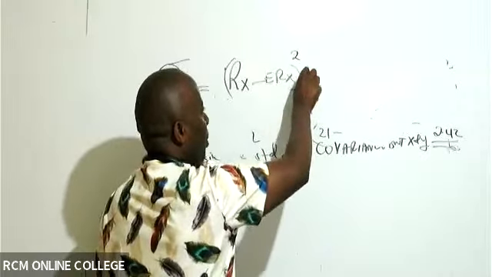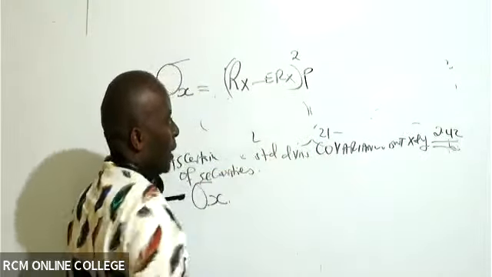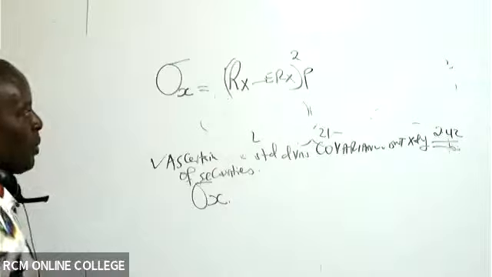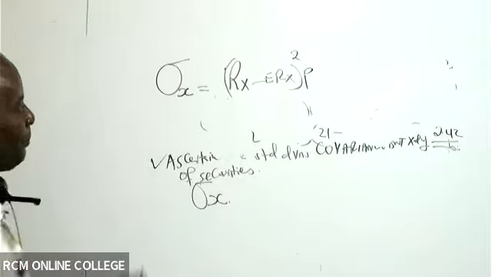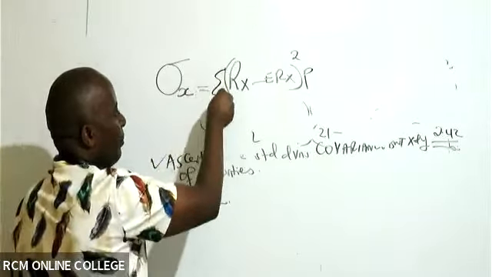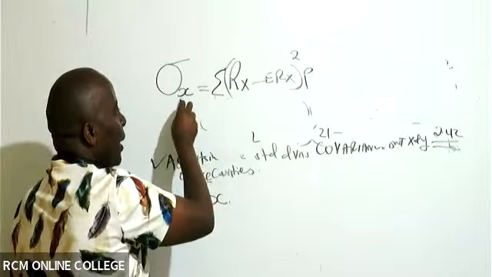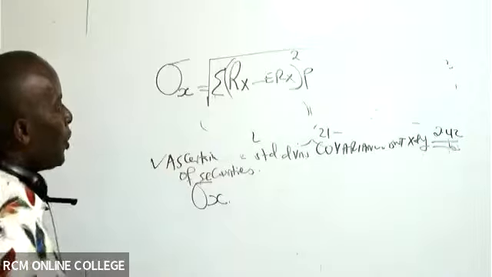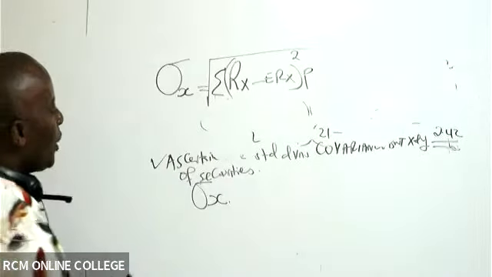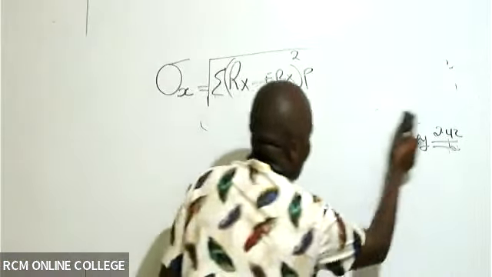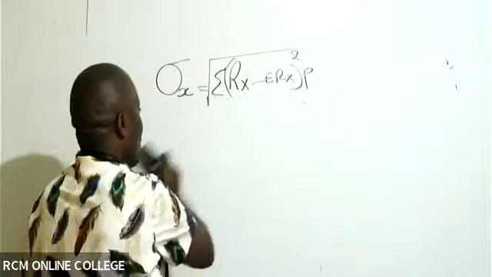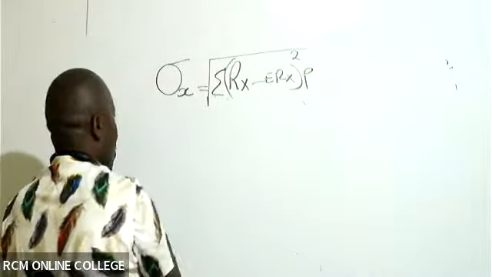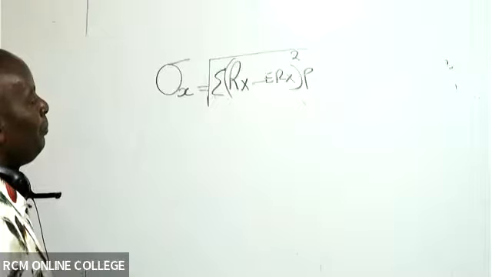There are many of them, each with a probability. Each one of them, you must multiply by the probability. And because there are many of them, you come and sum. It can't be standard deviation without a square root.